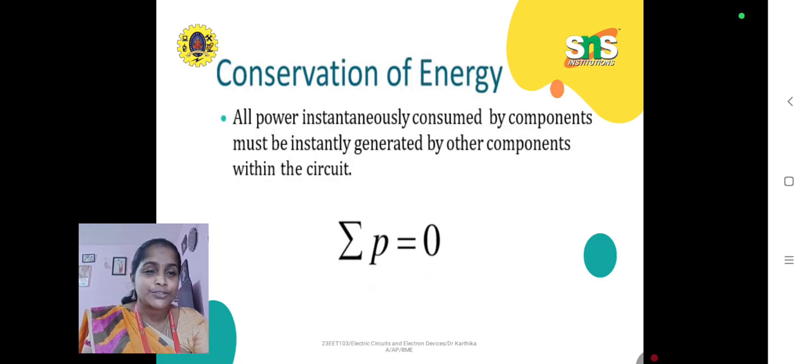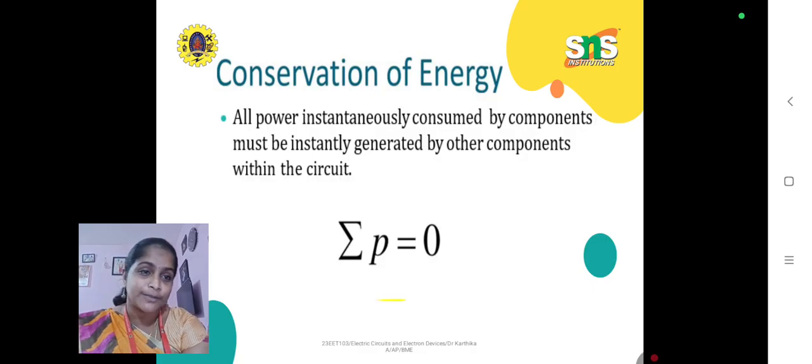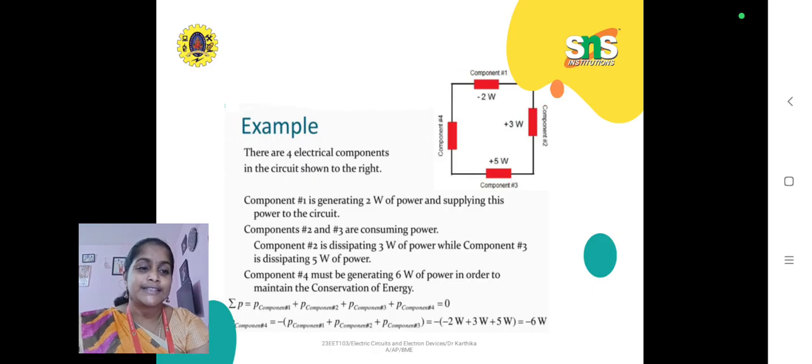Now, conservation of energy. Here summation P is equal to 0. It must be 0 because all power instantaneously consumed by components must be instantly generated by other components within the circuit. So summation P is equal to 0. See the example.